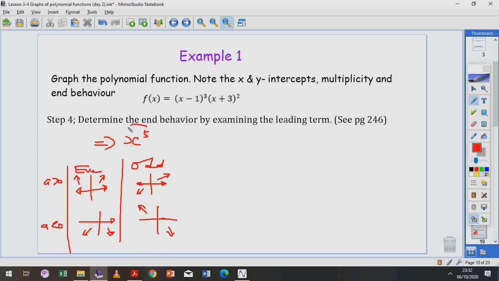So for this function, I know it's an odd function and the leading term is positive, so I expect its end behavior to be something like this and that. That's what I expect.